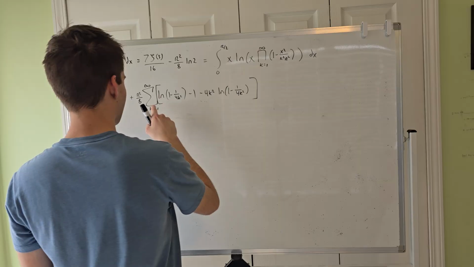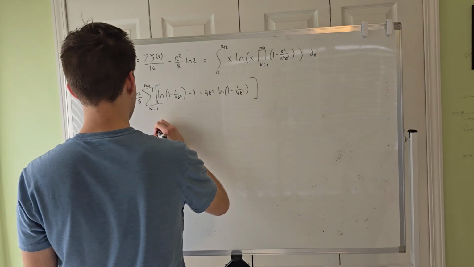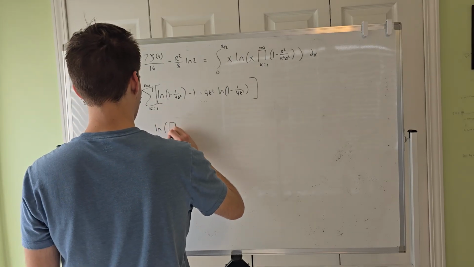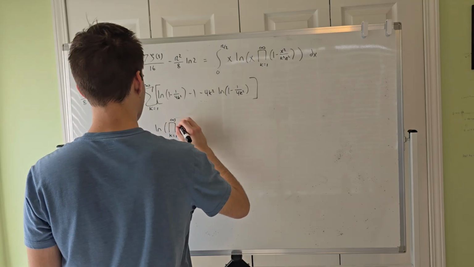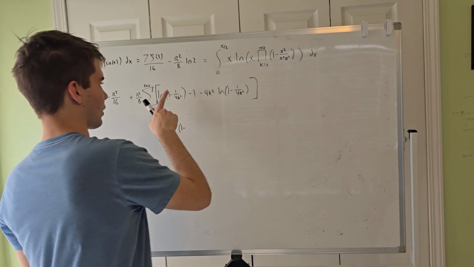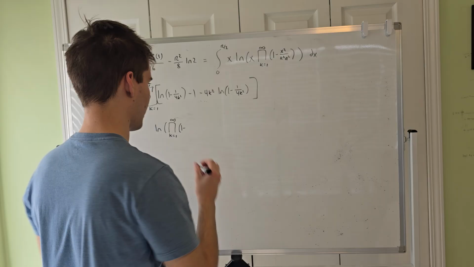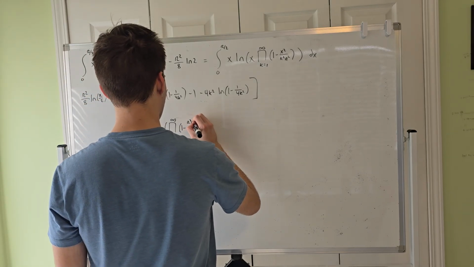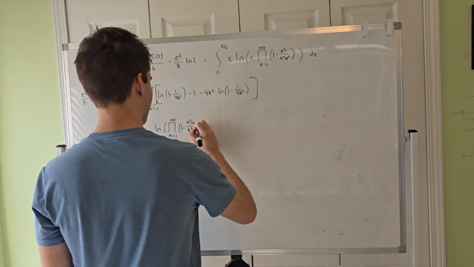So notice that the sum of ln of this is in fact just the ln of the product of that same expression. And recall how we got 1 over 4k squared. It was from pi squared over 4 over k squared pi squared.